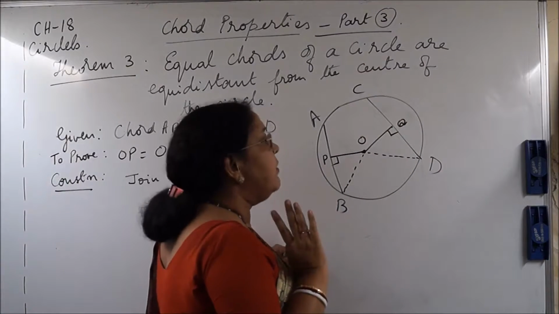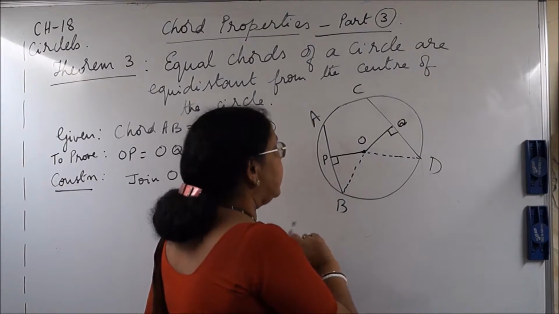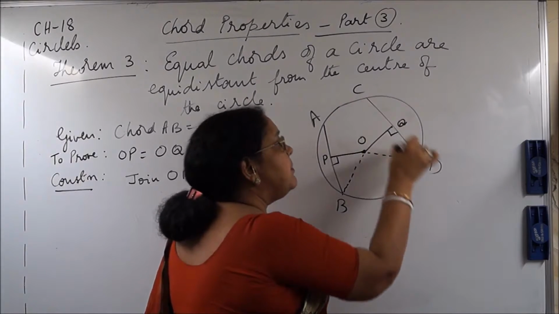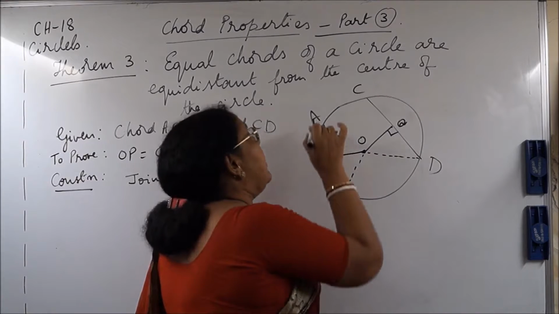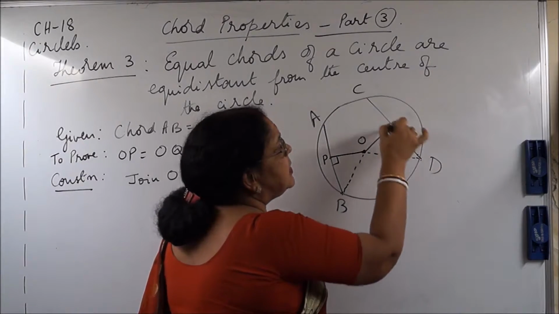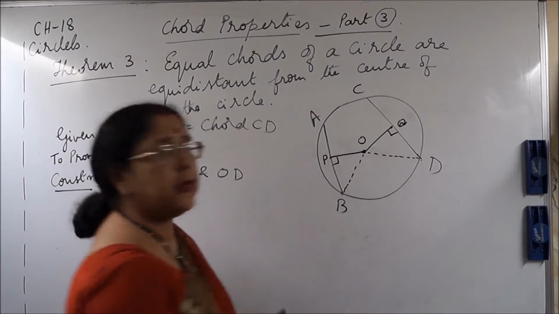So that theorem we will use, and we will say that P is the midpoint of AB and Q is the midpoint of CD, or AP is equal to PB and QD is equal to QC, that is, Q is the midpoint of CD.